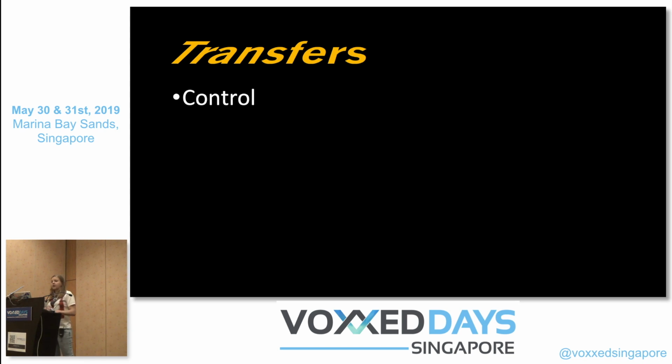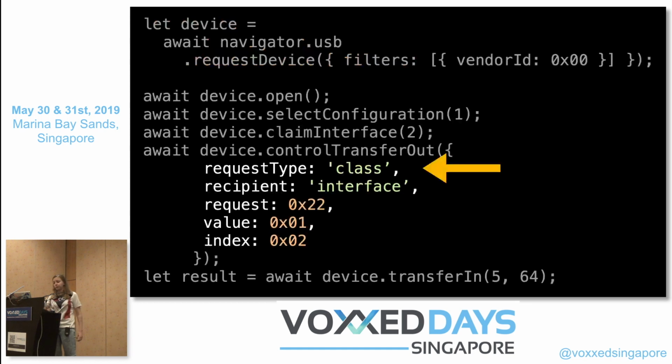Every interface on the device has a default endpoint of 0, and that's where all of the control transfers go to. The control transfers consist of 4 parts. The first part is the request type, and that is where we're going to be sending the information. So in our case, we're sending it to a specific class on the device, but you could be sending it to a specific vendor protocol or a USB standard.